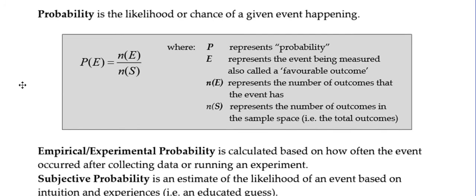So probability is the likelihood or chance of an event occurring. This is a formula that you would have been used to in grade 8. The probability of an event occurring is equal to the number of outcomes the event has divided by the number of outcomes in the sample space, which means the total number of outcomes. So for instance, if you were trying to find the probability of drawing a queen from a deck of cards, the number of outcomes of a queen is 4, and the total number of outcomes in a deck of cards is 52, so that would be equal to 4 over 52. You'll see some examples later on as we go.